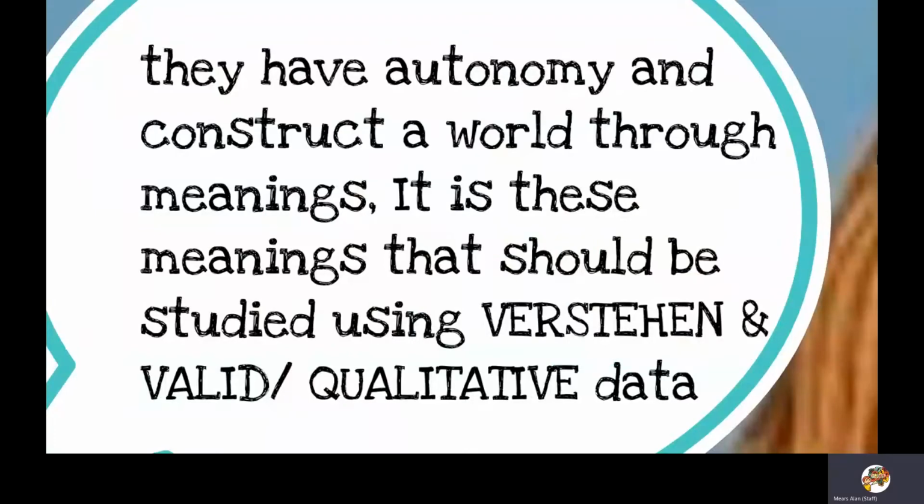We have autonomy. We construct the world through our meanings and feelings, and to understand this, interpretivists say we need to use qualitative methods, interviews and observations, to gain verstehen and validity. That's the best way we can understand society. We can't use positivist approaches.